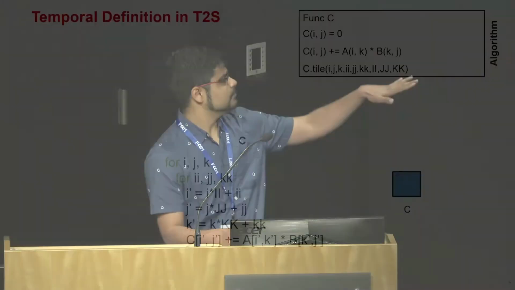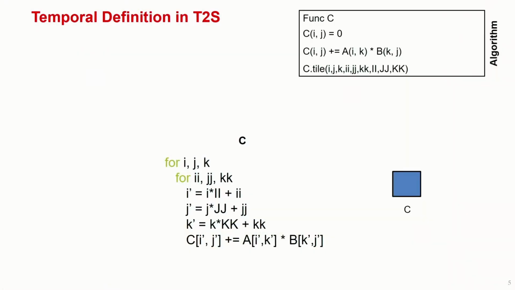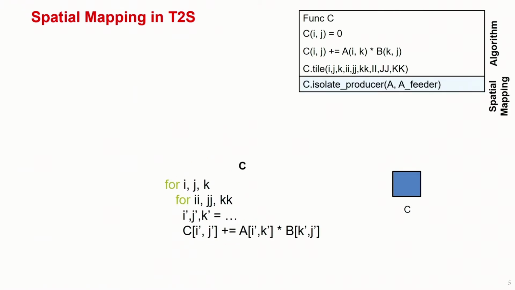Note that in the innermost loop body, we are using the i prime, j prime variables, which are basically using the i and ii variables to compute the effective address. So once the temporal definition is specified, T2S will map the entire computation onto a single hardware PE. Now the user can go ahead and optimize this temporal program for a spatial architecture.